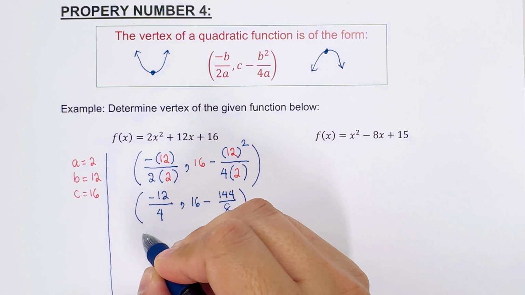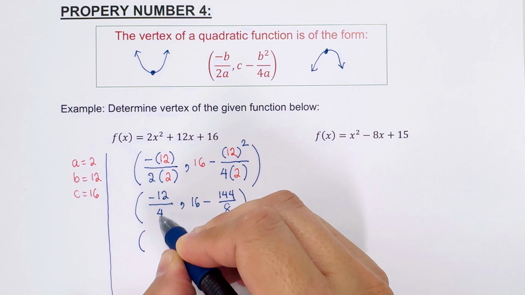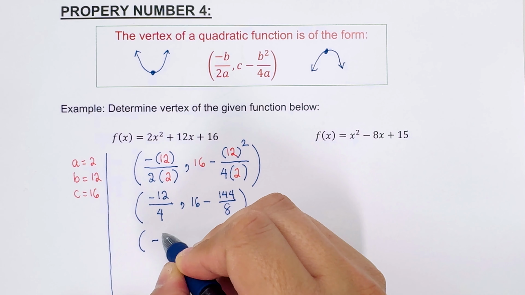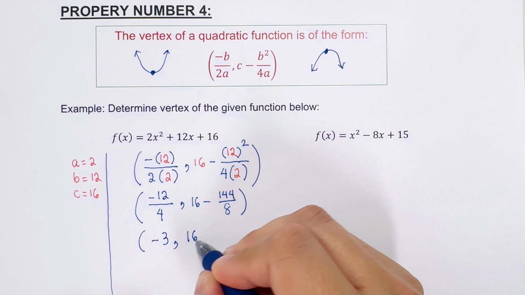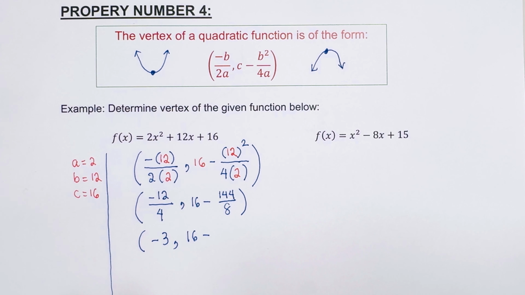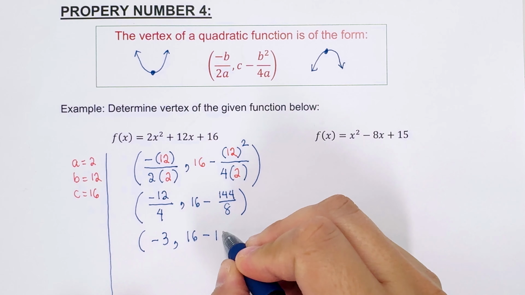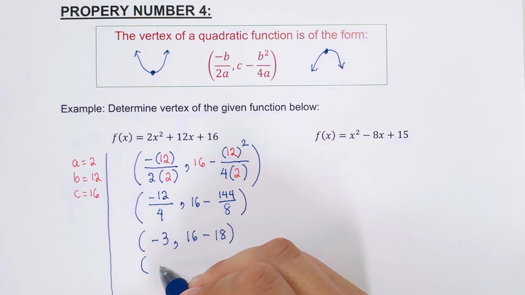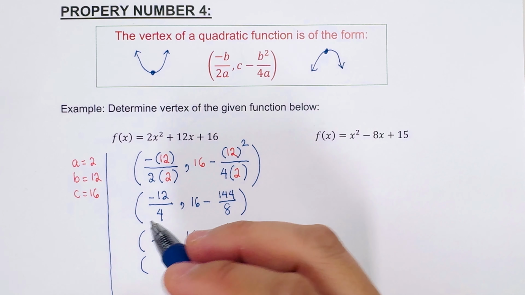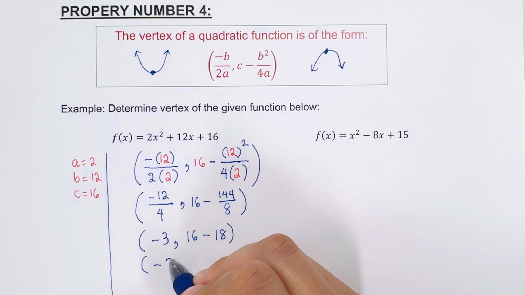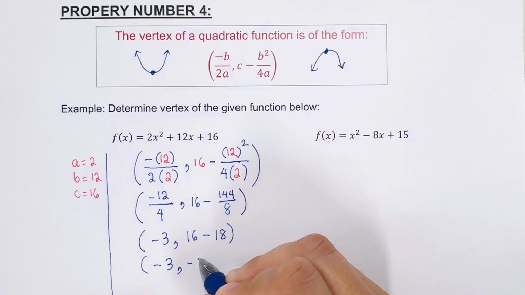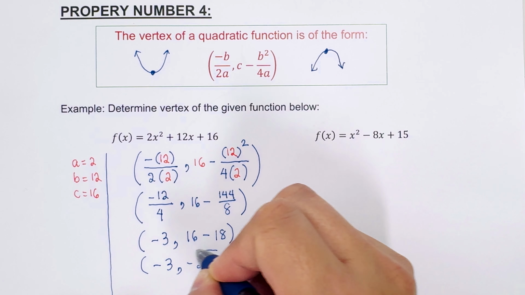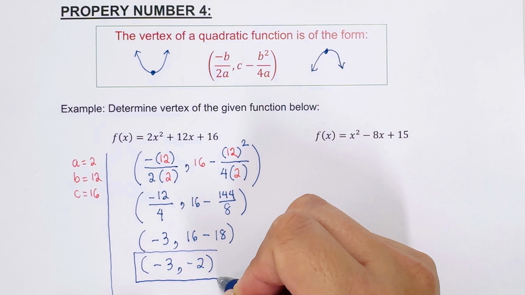So simplify further. We've got negative 12 divided by 4, which is negative 3. And then we've got 16 minus 144 divided by 8, which is 18. So that's going to be 18. What is 16 minus 18? Negative 2. Yeah? So it's going to be at negative 3, negative 2. So this is our vertex.